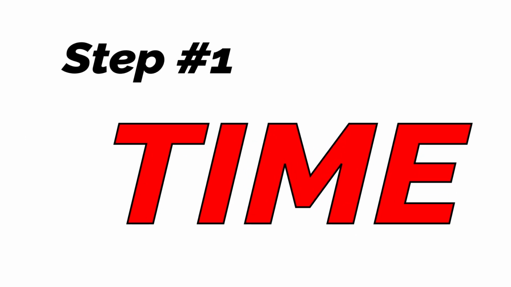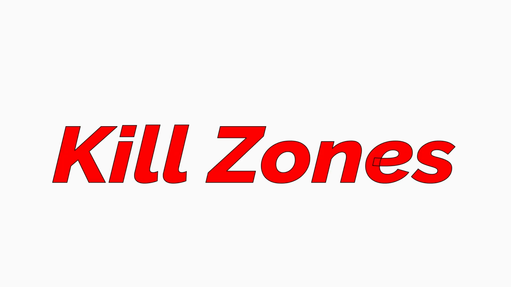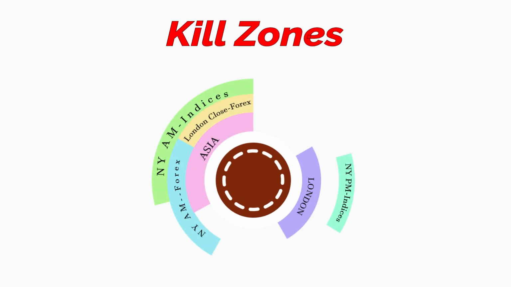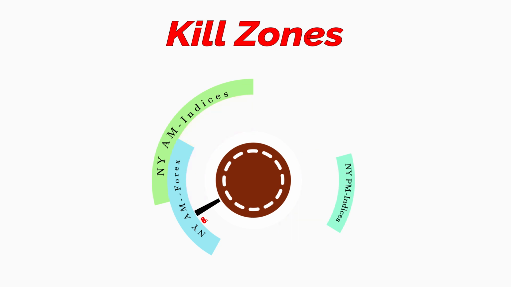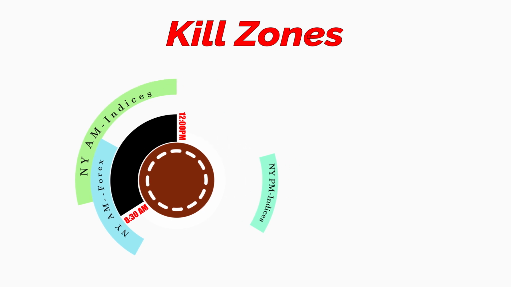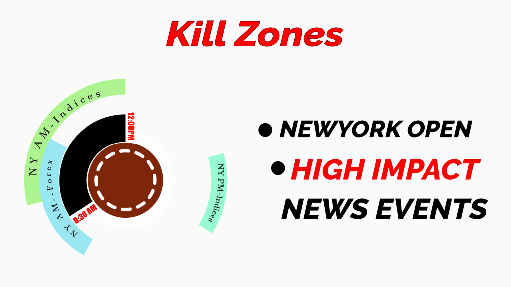Time is our most important element. We want to participate in the market during the kill zones. These kill zones happen during Asia, London, and New York sessions, but I typically focus on the New York kill zone. This is the window between 8:30 a.m. and 12 p.m. Eastern Standard Time. This includes the New York Open and generally high impact news events. I prefer to wait for the market to settle after news and open before considering any entries.